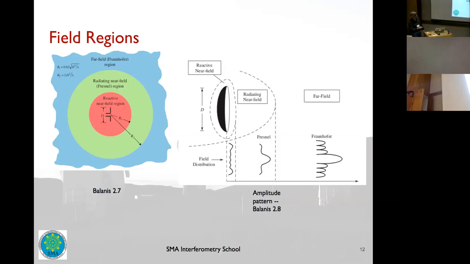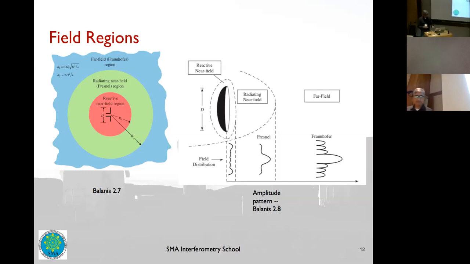And again, typically we're not observing in this area, but there are some times when we use things like holography, et cetera, where you have a transmitter, a beacon, which is nearby, and you're looking at the beam pattern. You're trying to measure the antenna. In that case, you need to take into account what the Fresnel zone is doing.